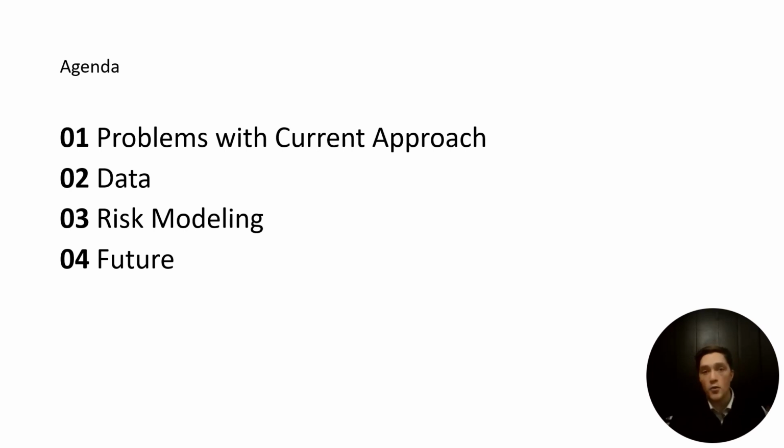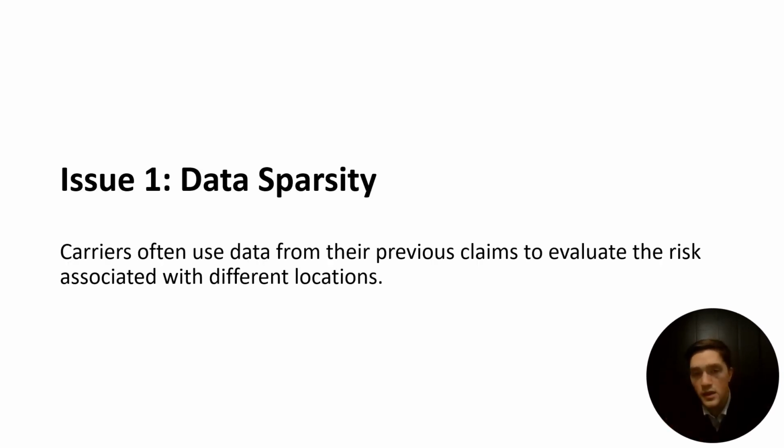And to address that, we're going to talk about four key areas. We're going to talk about the current approach. We're going to talk about some problems that occur within that methodology. We're going to talk about our data, what it looks like, the depth of our data, and then we're going to talk about how we leverage that data to enable our risk modeling. And then we'll talk about some future steps that we're rolling out as well. So let's jump into it, right?